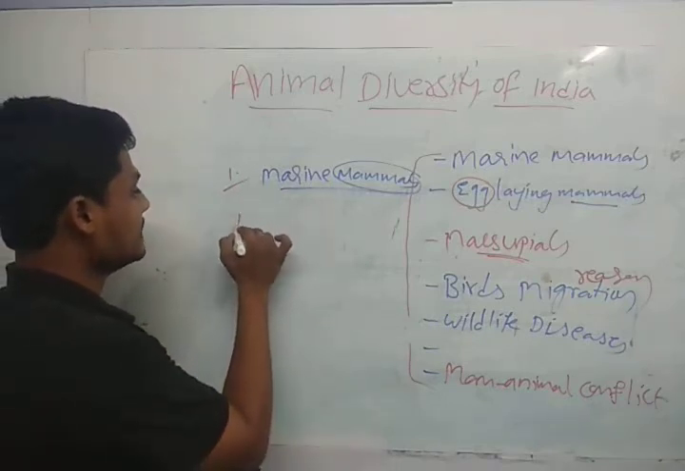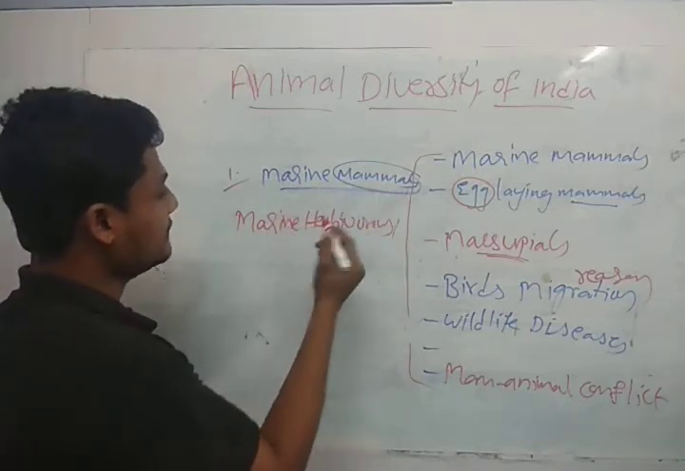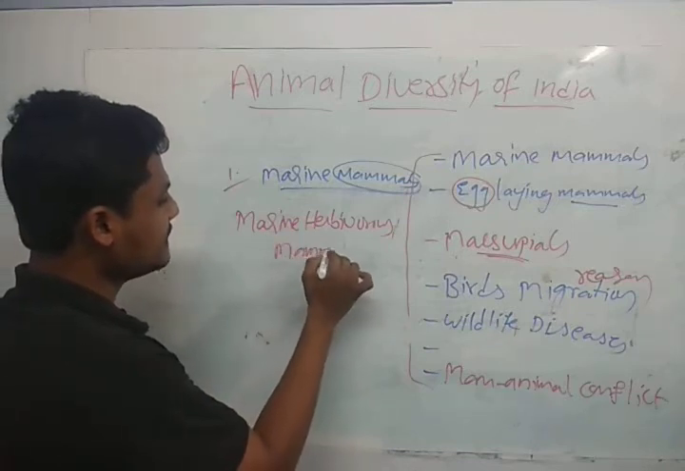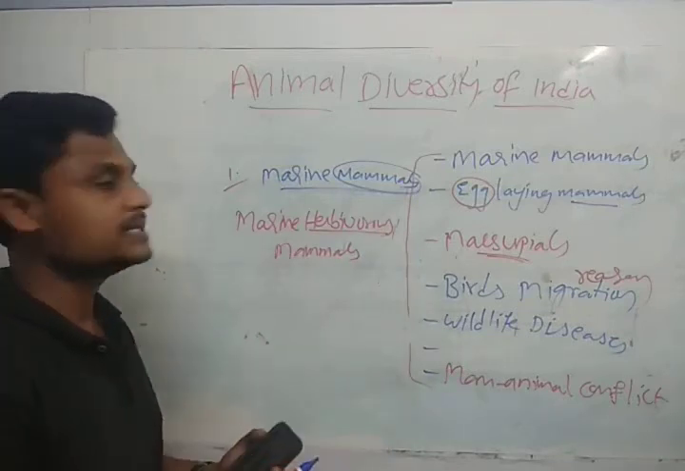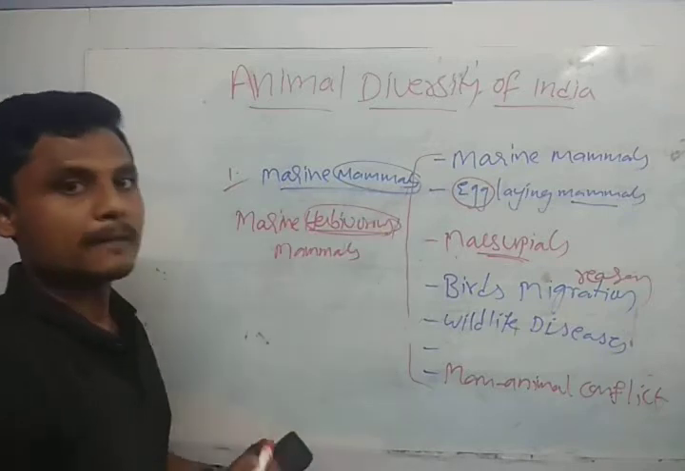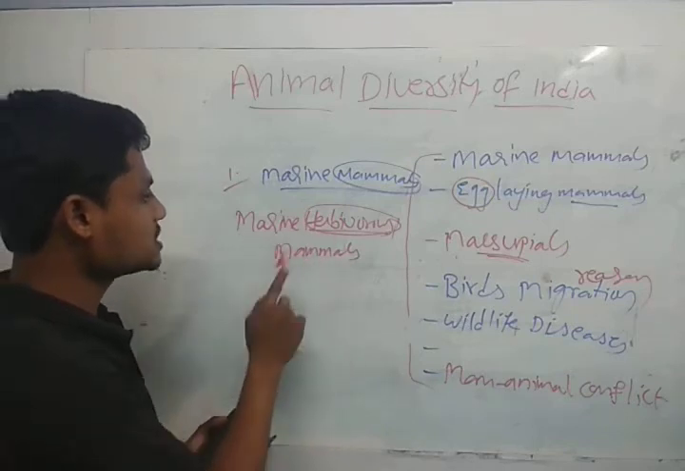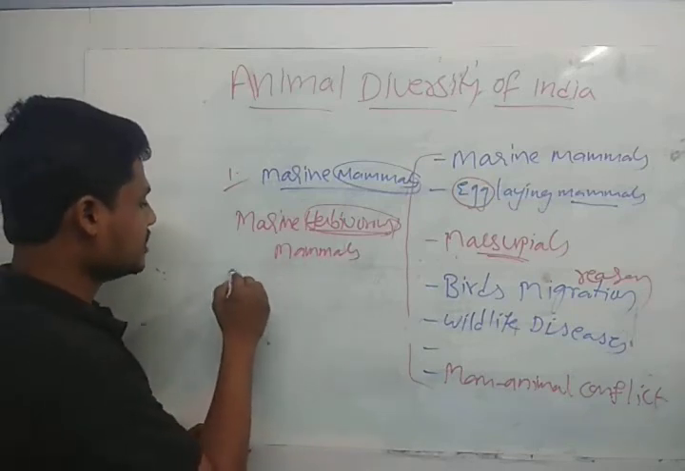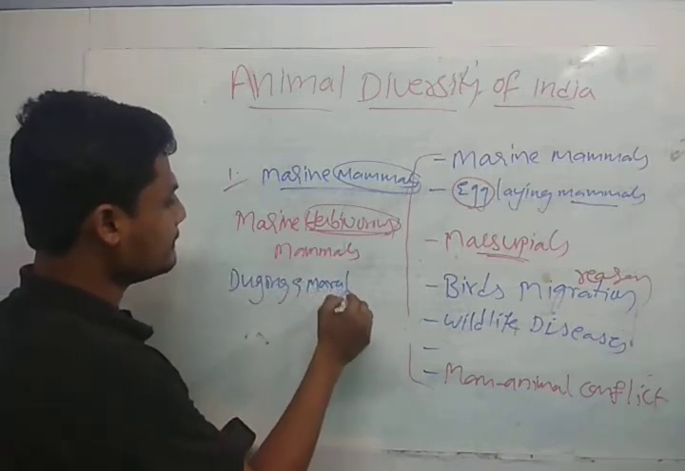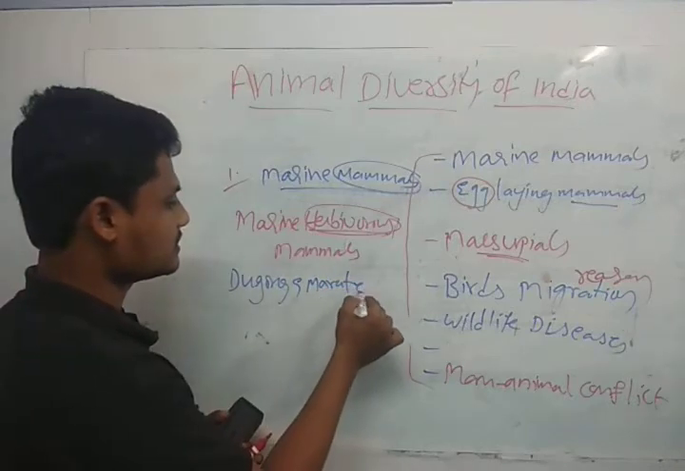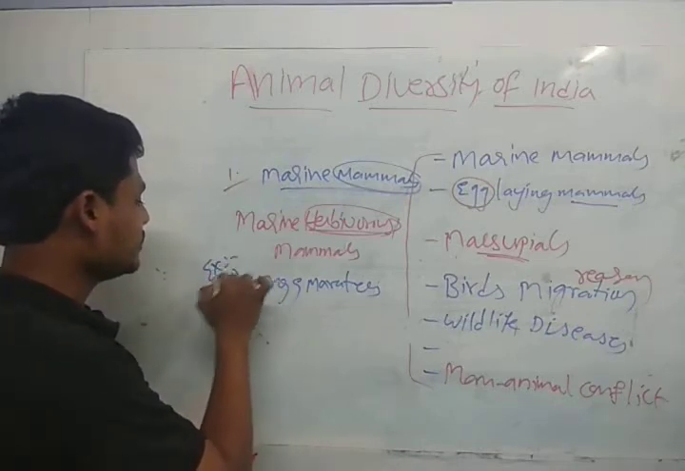The 2019 question, guys, that is marine herbivorous mammals. If you see the marine herbivorous mammals, guys, what do you mean by herbivores? Herbivores are the primary consumers, meaning they directly eat the grass and plants. They are the primary consumers. In the marine herbivorous mammals, we have the dugong and the manatees as examples, guys.